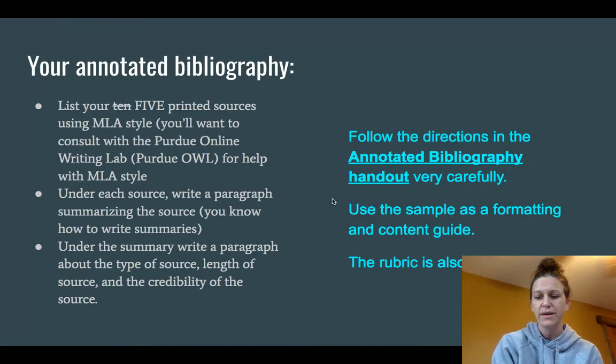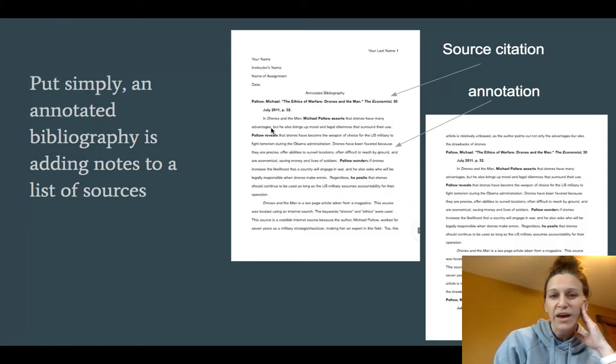annotated bibliography. So what you've got here is a source, and that's the source citation right up here. This is called The Ethics of Warfare, blah, blah, blah. And you'll see we did author, title, website, etc. So that's the citation for the source. And then below that source citation is my annotation. And it's one paragraph here, and it's another paragraph that starts right here.